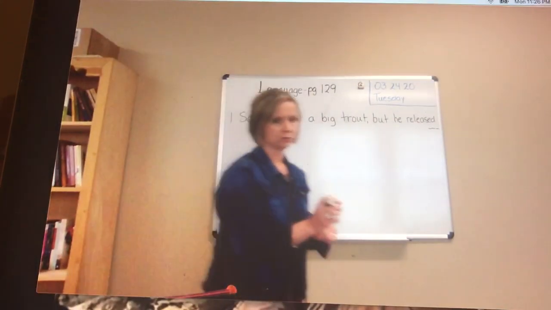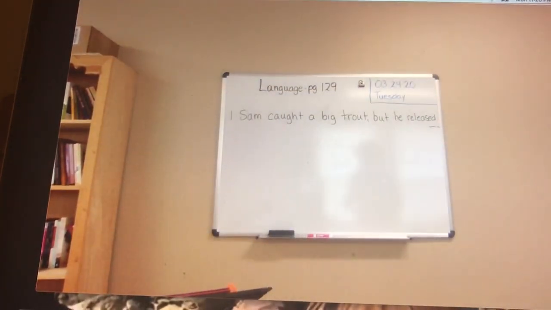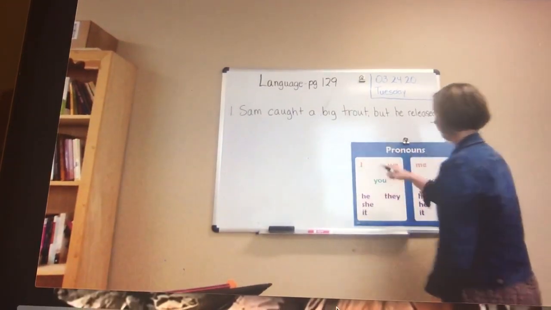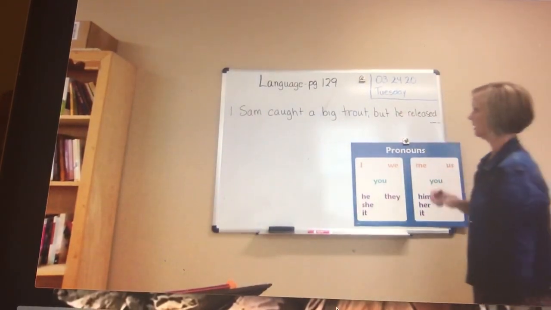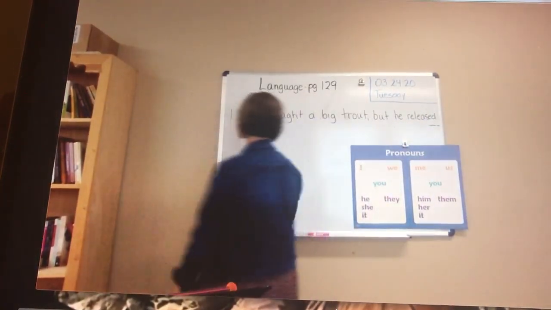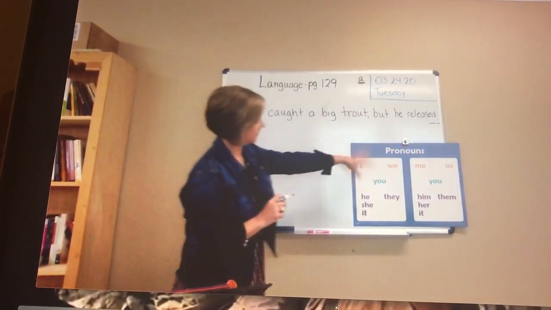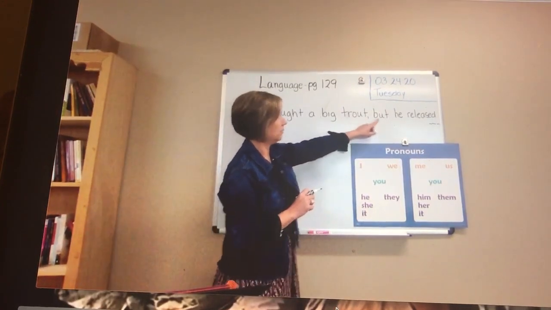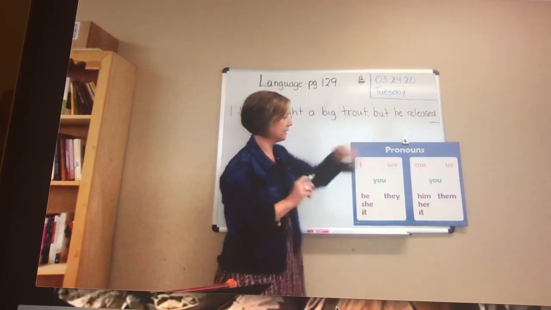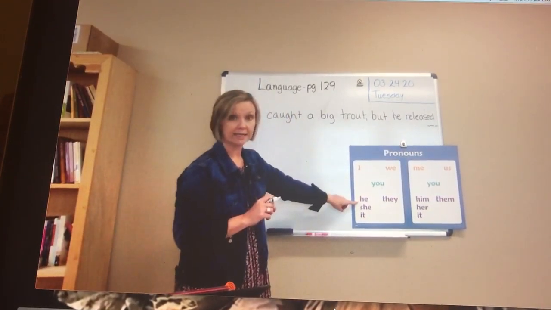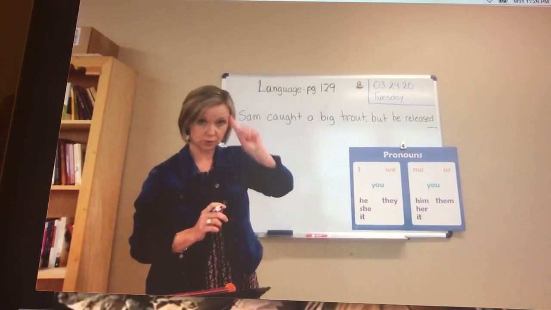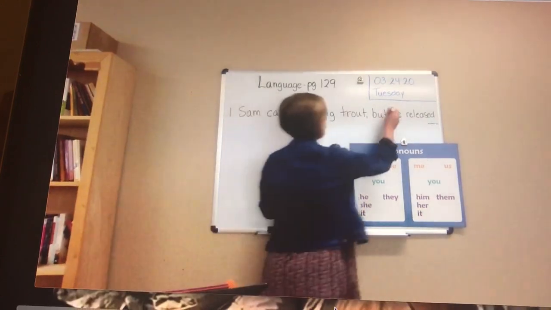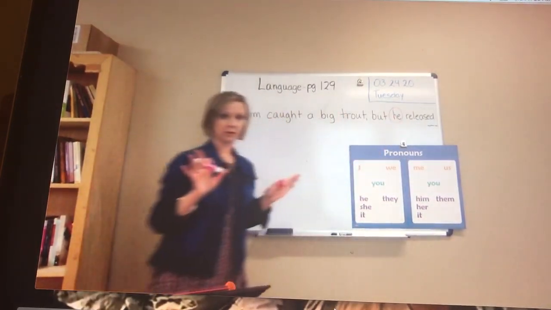All right, let me put my pronoun chart back up so you guys can reference that real quick. I'm looking for one of these words in this sentence. Sam, caught, no. Is that on that chart? Big, nah. Trout, nope. But, he. Ding, ding, ding. There it is right there. He. So we're going to circle the pronoun. Let me change colors here. So circle he. Everybody good so far?